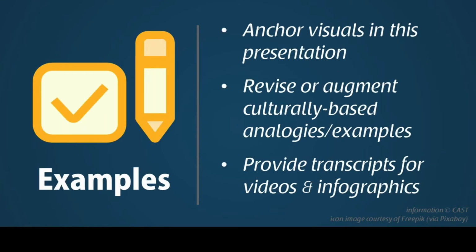Let's look at some practical examples. Throughout this presentation, I've been using anchor visuals, meaning that I am using illustrations that anchor or emphasize the key meaning of my text and explanation. This slide shows the checking of a box with a pencil beside it, which correlates to my earlier to-do list image, which was on the slide on which I listed the strategies for providing multiple means of representation. This image shows that we're now checking off those strategies in our concrete examples.